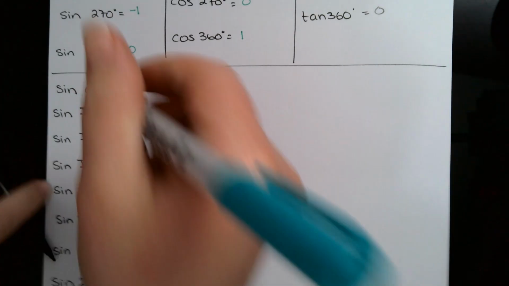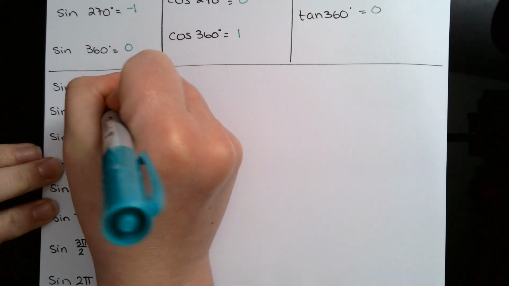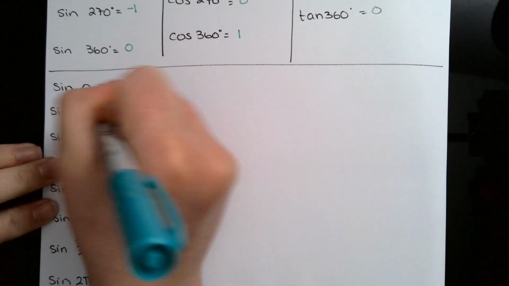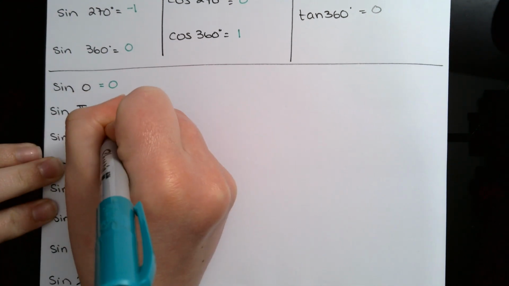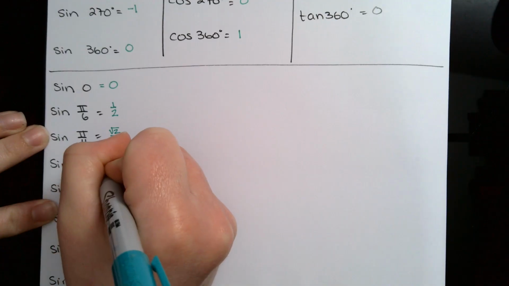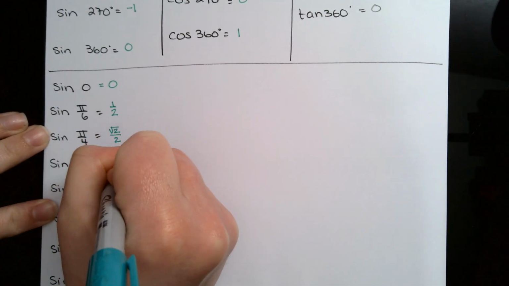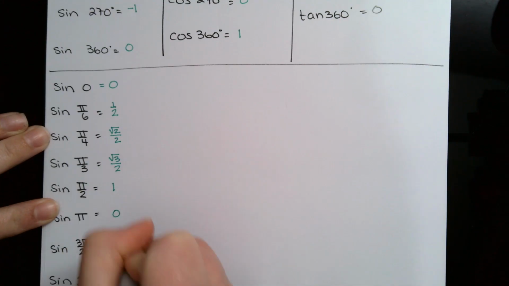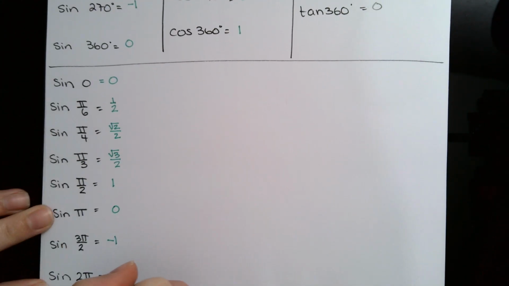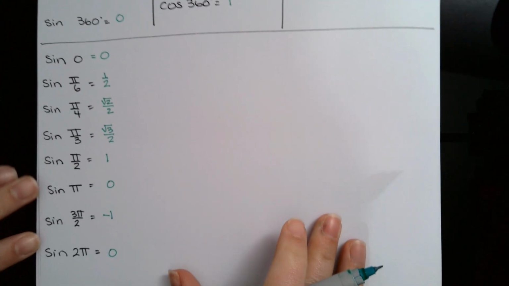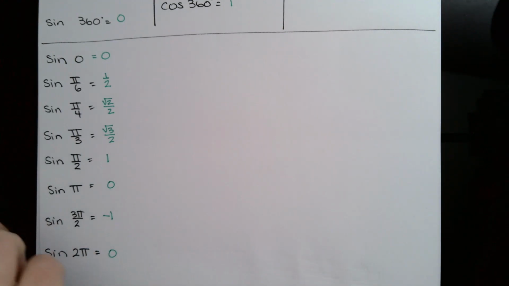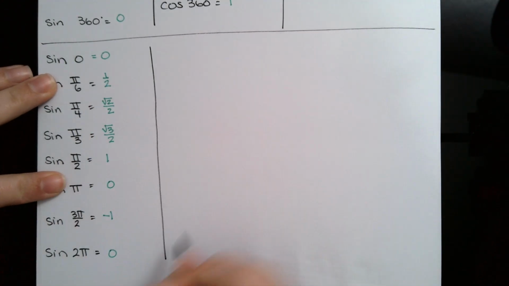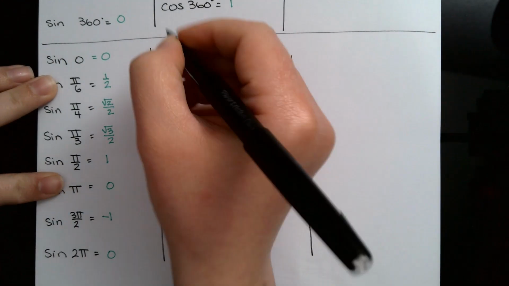These are the same values as before. So we got 0, sine of pi 6th is 1/2, sine of pi 4th is root 2 over 2, sine of pi thirds is root 3 over 2, sine of pi halves is 1, sine of pi is 0, -1, and 0. Same thing for cosine and tangent, and then we'll start with our actual questions.